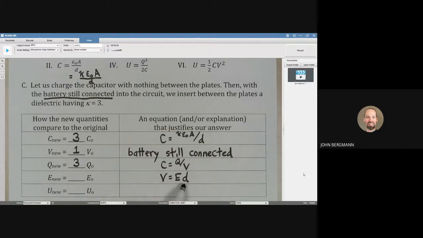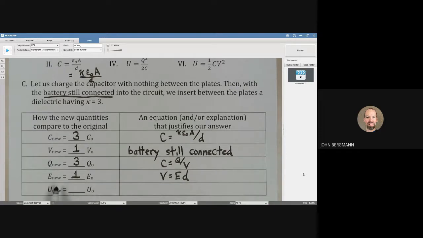For a parallel plate capacitor, that equation holds. D is the same as it was before. The voltage is the same as it was before. So the electric field must be the same as it was before. We haven't changed the separation between the plates, and the voltage stays the same as well. Therefore, the electric field has the same magnitude as what it did originally.